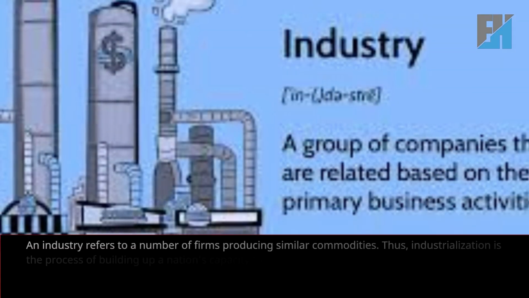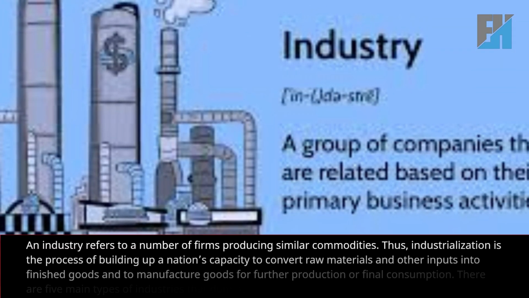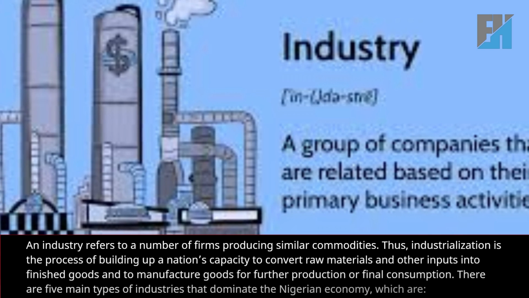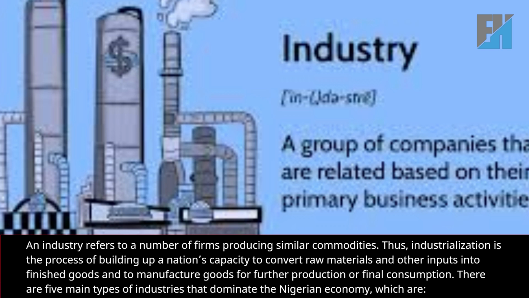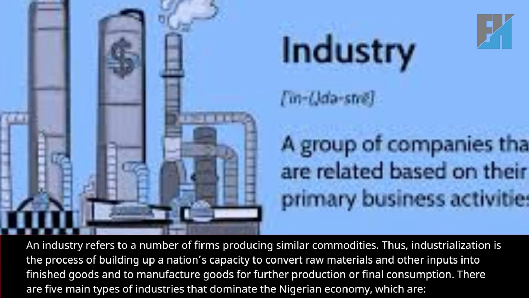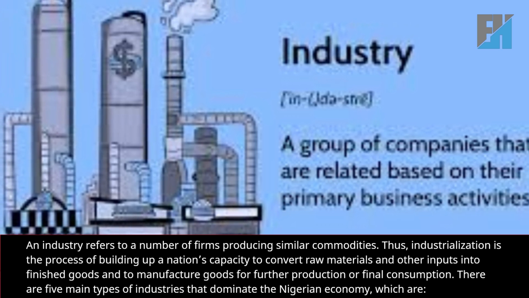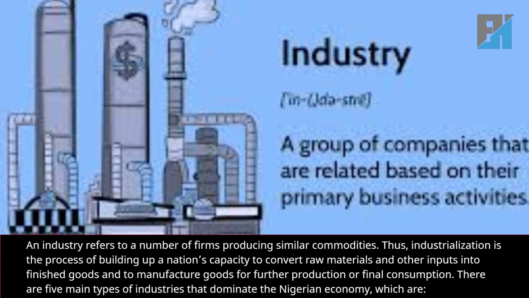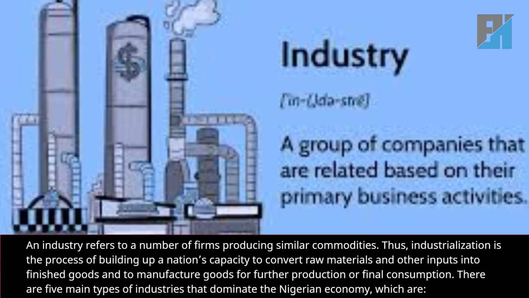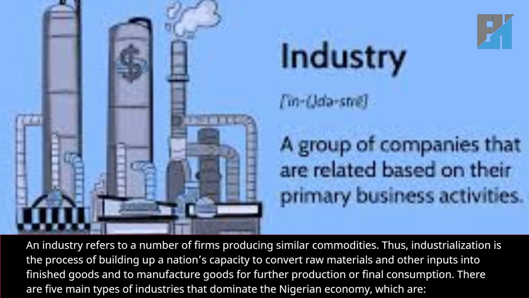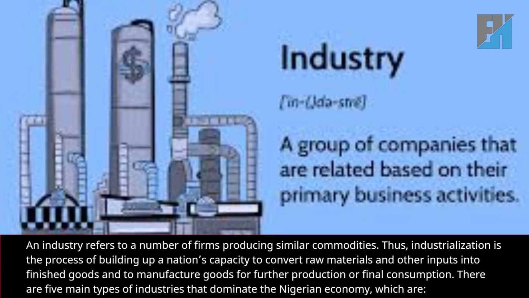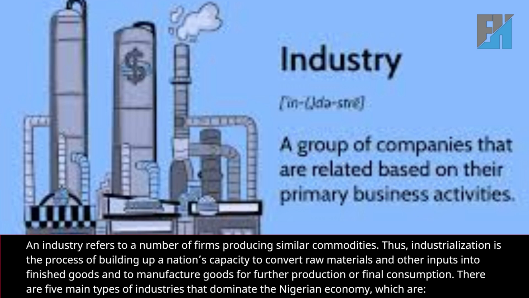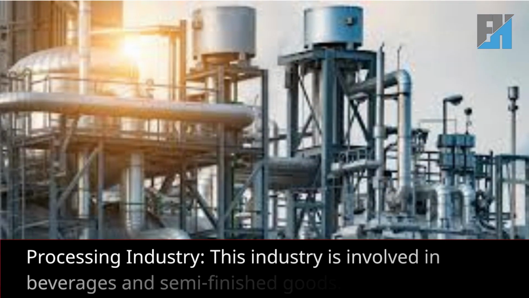Nature and structure of industries in Nigeria. An industry refers to a number of firms producing similar commodities. Thus, industrialization is the process of building up a nation's capacity to convert raw materials and other inputs into finished goods and to manufacture goods for further production or final consumption. There are five main types of industries that dominate the Nigerian economy, which are: processing industry.